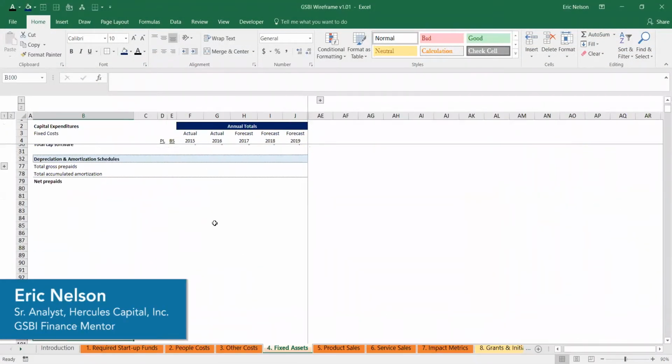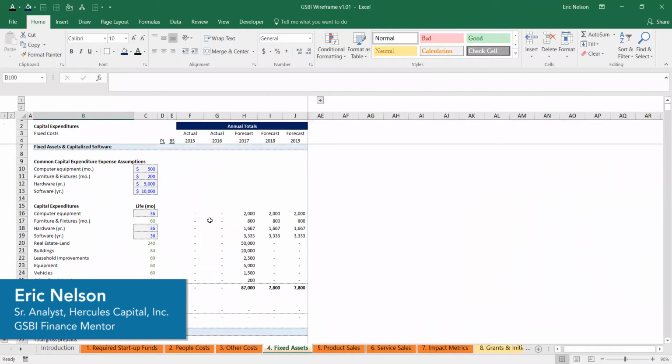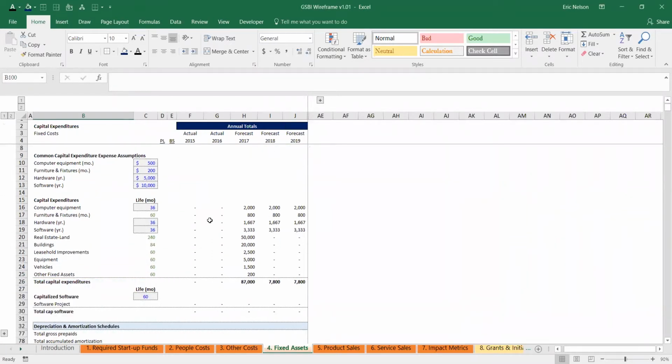The next tab in our model is labeled Fixed Assets. This one is a little bit trickier and more or less requires an elementary understanding of accounting to understand what the breakout is here.